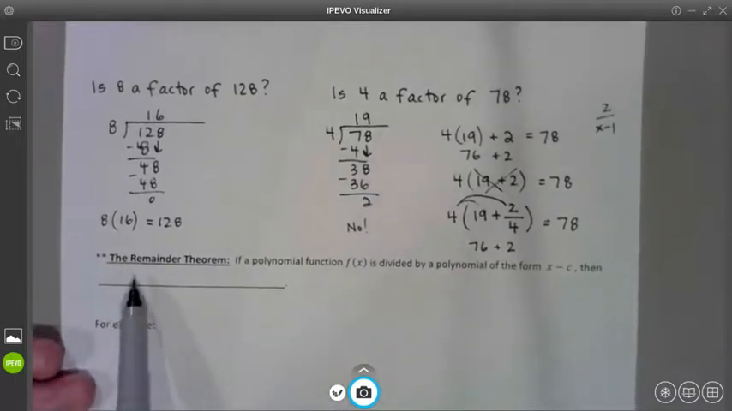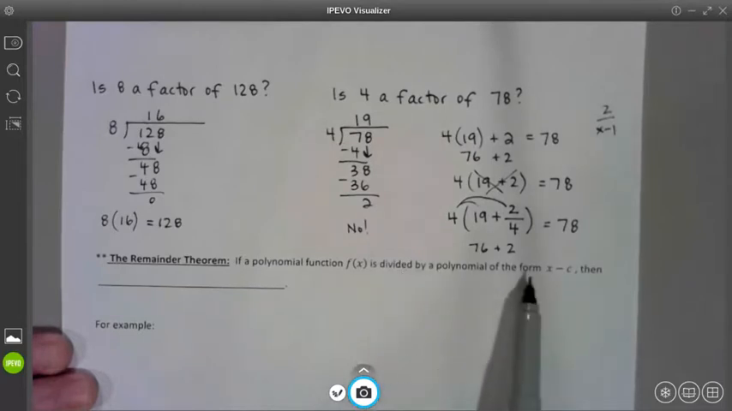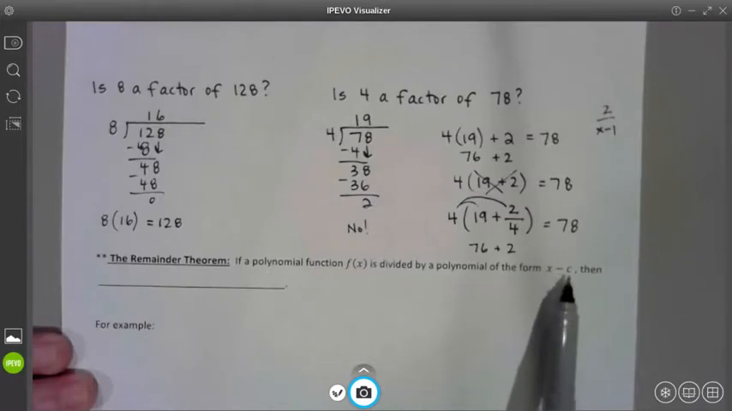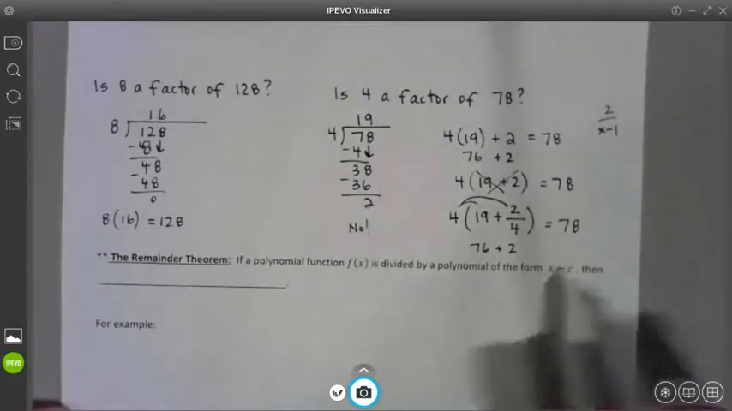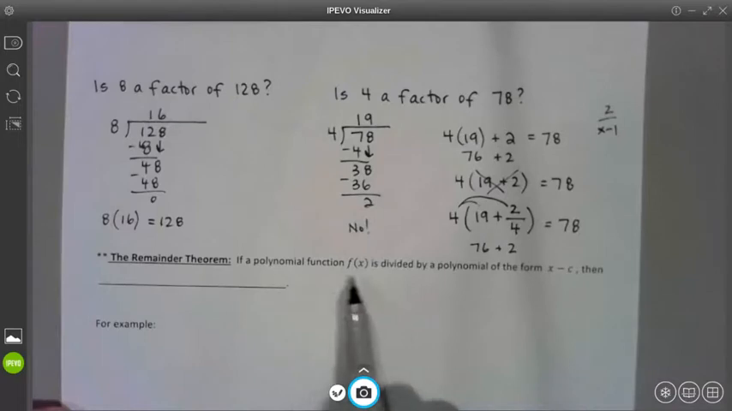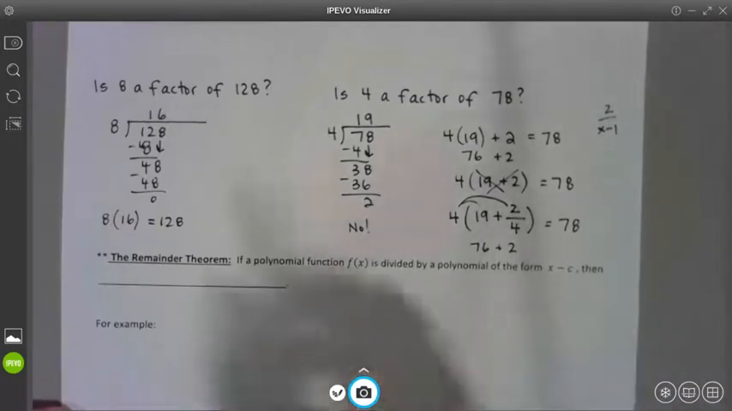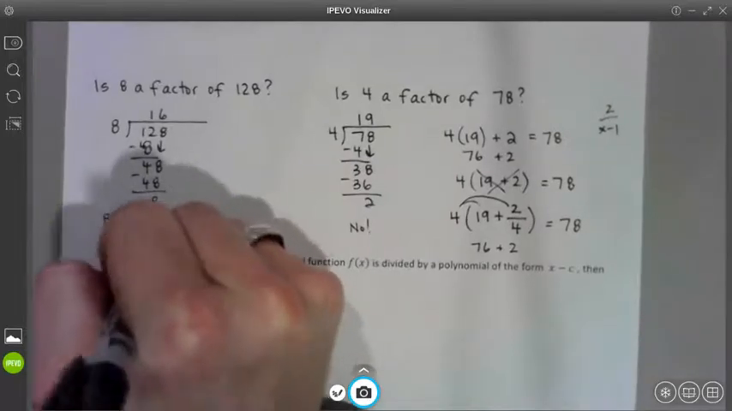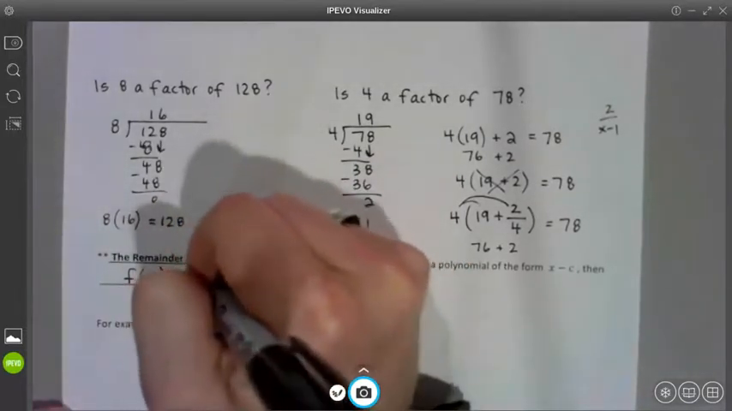The remainder theorem says, if a polynomial function f of x is divided by a polynomial of the form x minus c, and again, it has to be in this linear form, x minus some number, so either x minus 2 or x plus 3. Again, that's fine if it's plus. It's got to be in this linear form, though. Then f of c is going to equal the remainder.